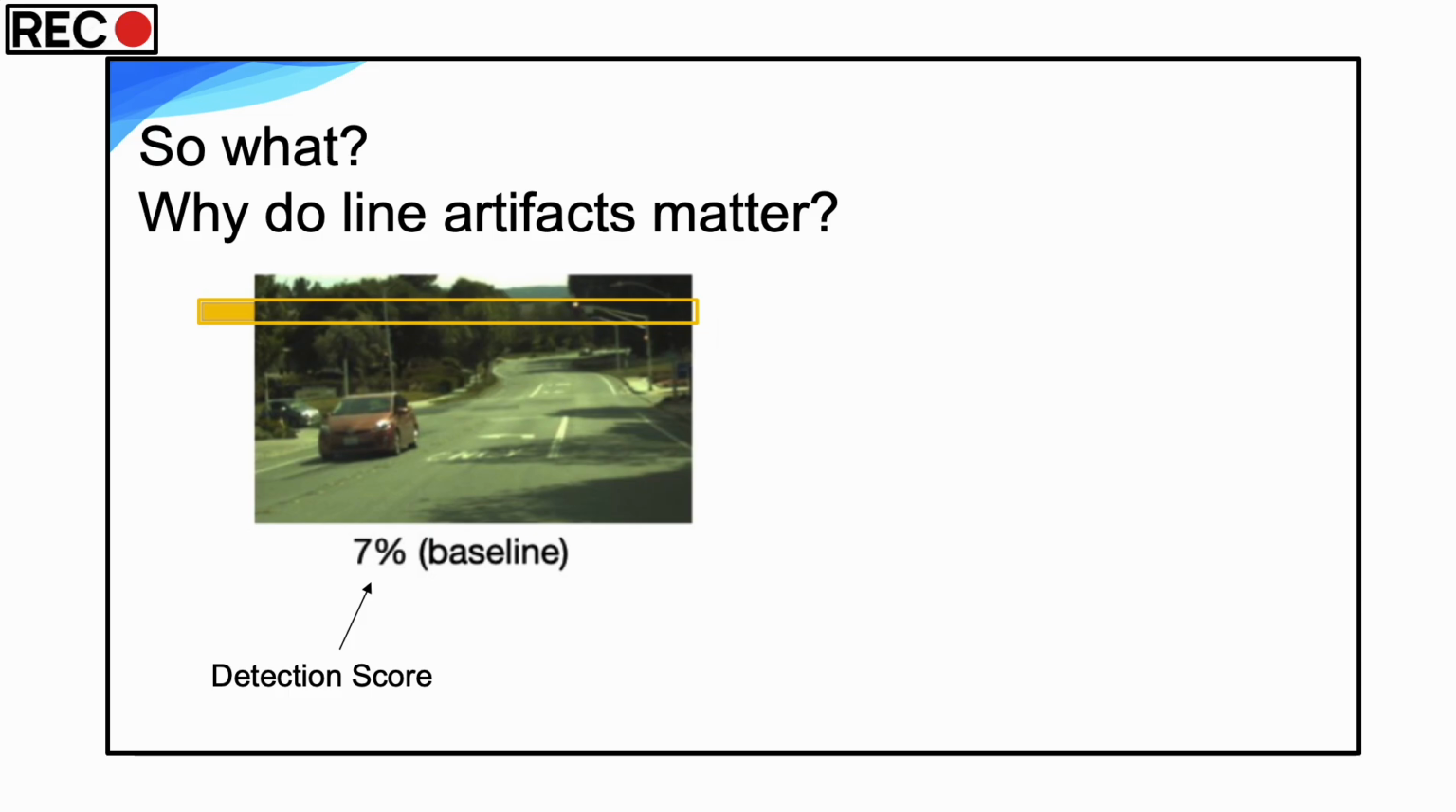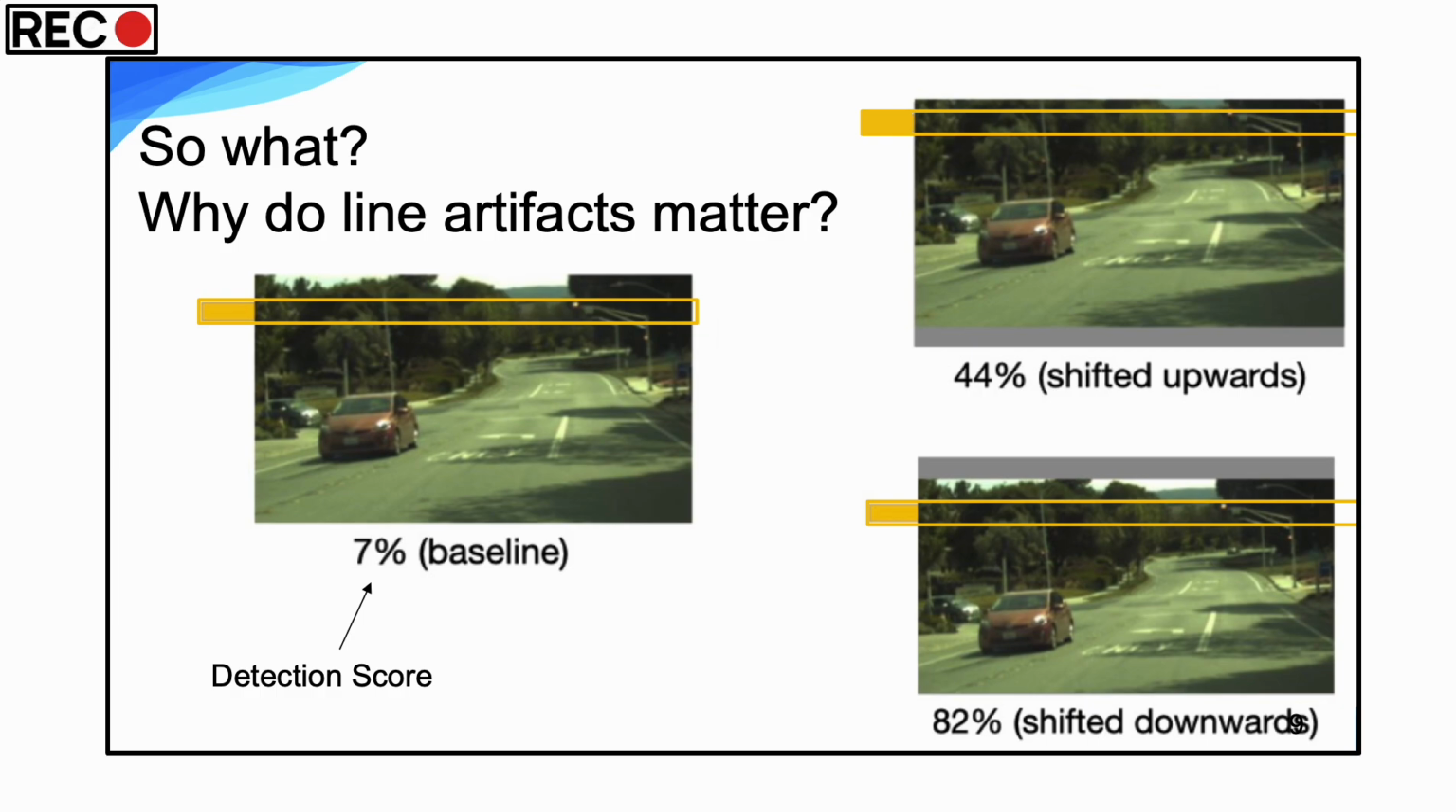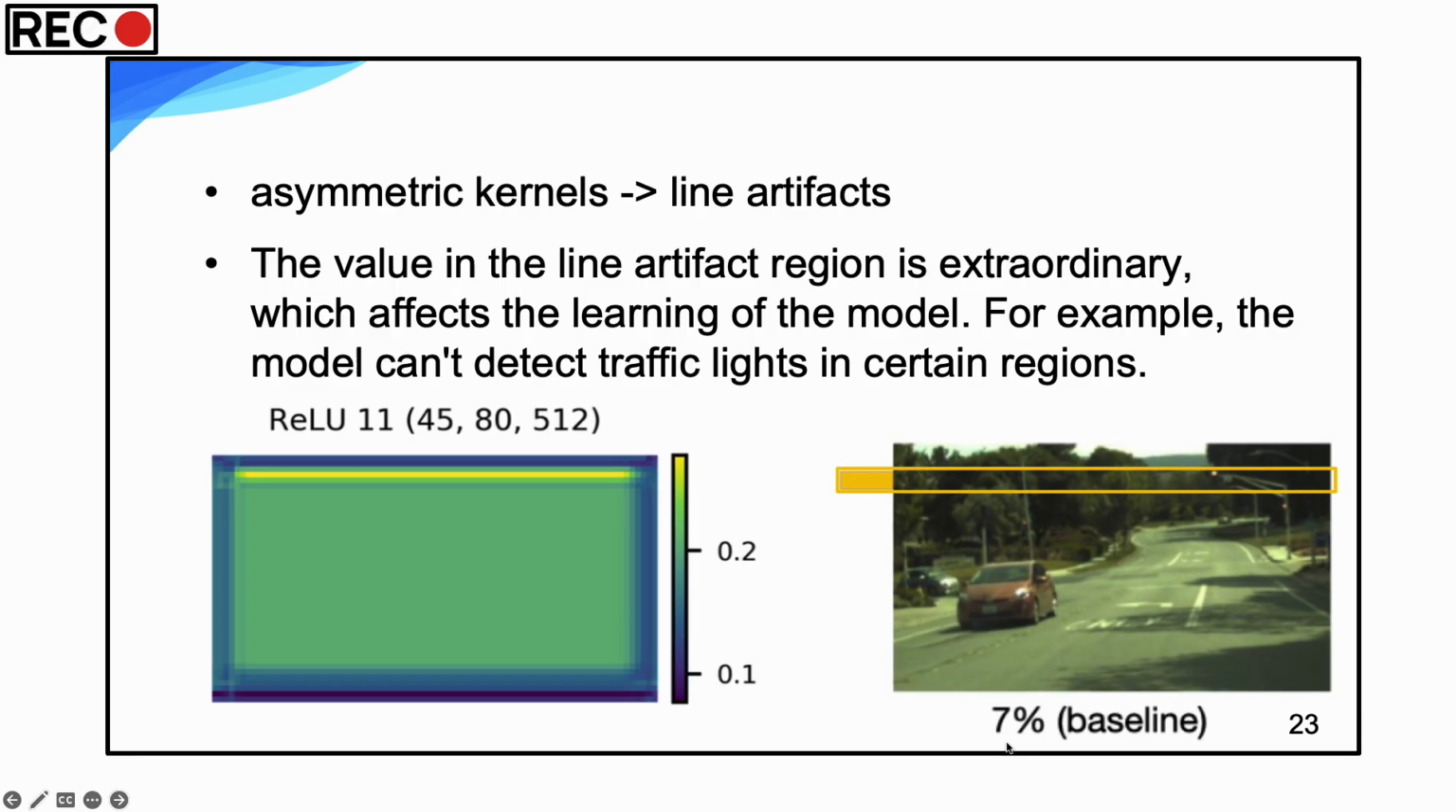If you place the traffic light in the yellow regions, the model can detect it, revealing a blind spot in the model. As you can see, if you shift this image slightly upward or downward, the detection score sharply increases from 7% to 44% or 82%. Finally, they found that the existence of an asymmetry kernel in the CNN can cause a light artifact, resulting in the model being unable to detect the traffic light in certain regions.